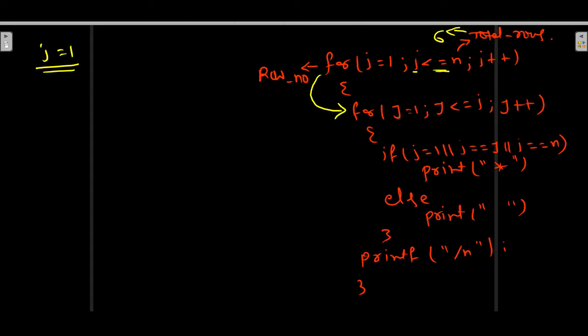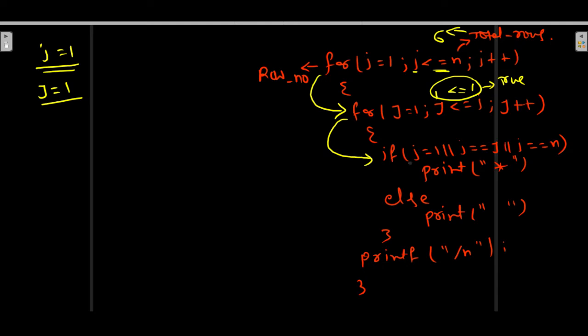After that, what is j? j is also 1, right? j is 1, and what is i? i is still 1, right? So 1 is less than or equal to 1. Is it true? Yes, this is true. Now control will come to this point, so this if will execute.